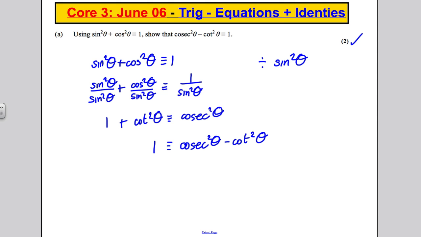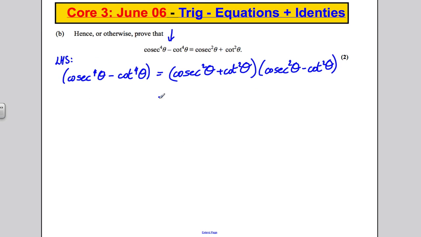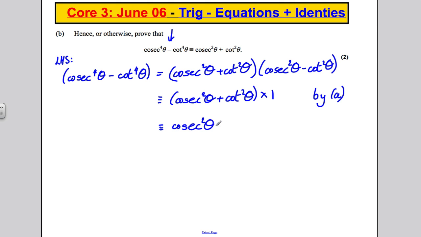Now in part A, you realise that cosec squared theta subtract cot squared theta is actually 1. So this is therefore equal to cosec squared theta plus cot squared theta times 1 by part A, which is what you're looking for, which is a nice quick way of getting cosec squared theta plus cot squared theta. And you've got what you're after for 2 marks. And that is equal to the right hand side, and you're done.